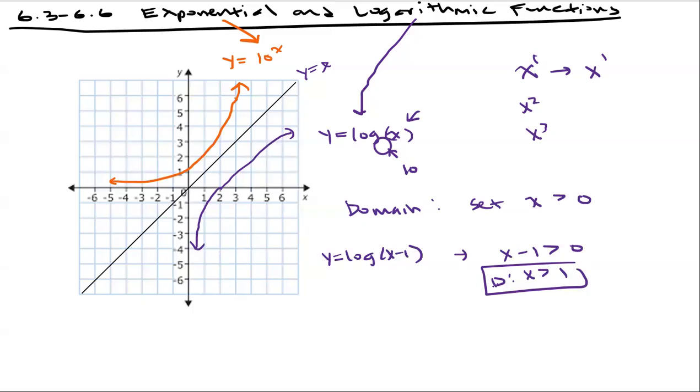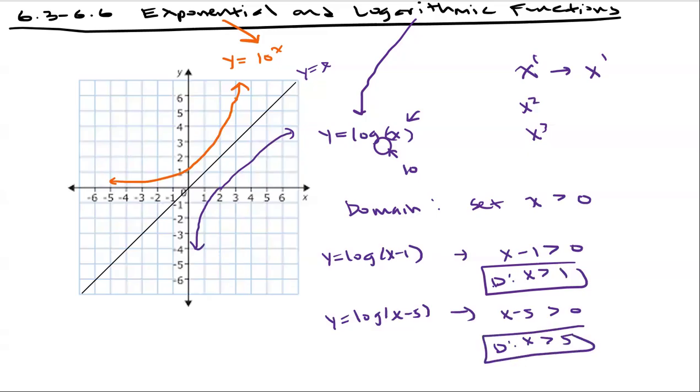Okay? So let's do it again. If I have y is equal to log of x minus 5, I just focus on what's inside the parentheses. In the parentheses, it says x minus 5. So I set that to greater than 0 and then solve. Add 5 to both sides and I get x is greater than 5. And that's it. That's my domain.